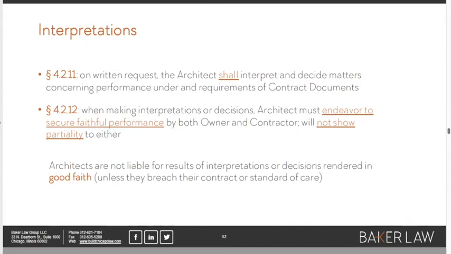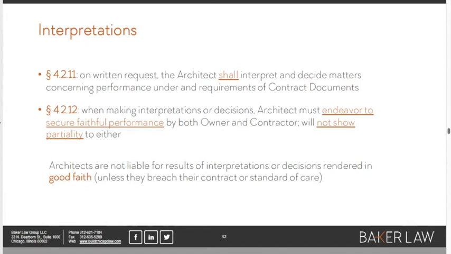Okay, and so if you look at these sections here, if the owner or the contractor asks the architect to do it, they shall, not might if they feel like it, they shall interpret and decide matters about what the contract documents require. And again, we talked earlier about this moral hazard, right? Is the architect always going to side with the owner? Because that's the architect's client.